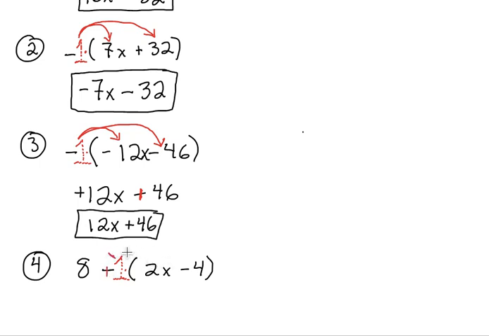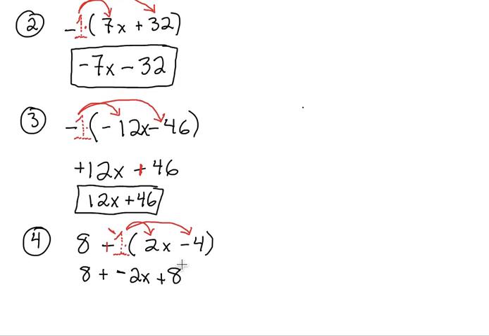So our negative 1 gets multiplied by not only the first term, but the second term. So we want to bring down the 8. I'll bring down the plus now. And then negative 1 times 2x, so negative times a positive is a negative 2x. And a negative times a negative is a positive, and 1 times 4 is 8.